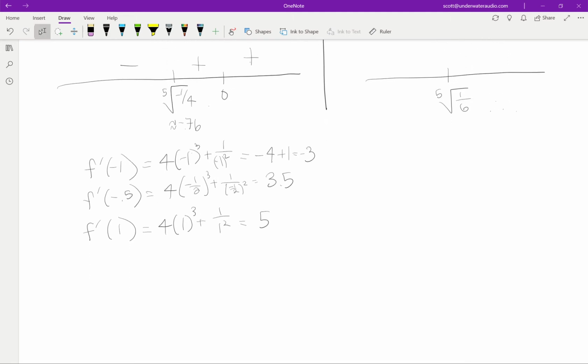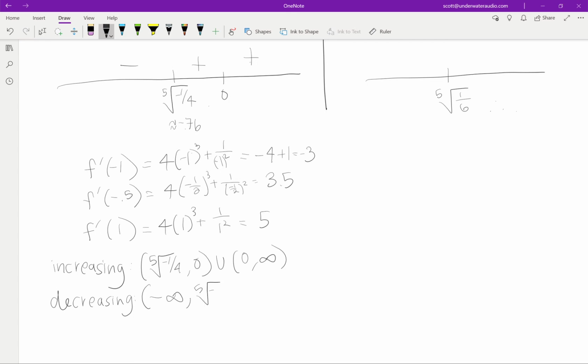So with that, I can write my intervals of increase and intervals of decrease. It's increasing from the fifth root of negative 1/4 to 0, and then from 0 to infinity. I almost forgot. And it's decreasing from negative infinity to the fifth root of negative 1/4. Boom.